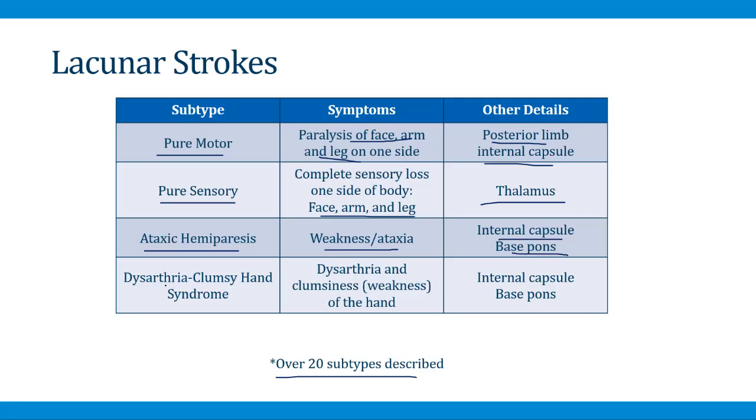And then the final subtype is dysarthria clumsy hand syndrome. The name tells you everything you need to know about this. It involves dysarthria, which is difficulty speaking, and clumsiness, which is weakness of the hand. And this has also been associated with lacunar strokes involving the internal capsule or the base of the pons.